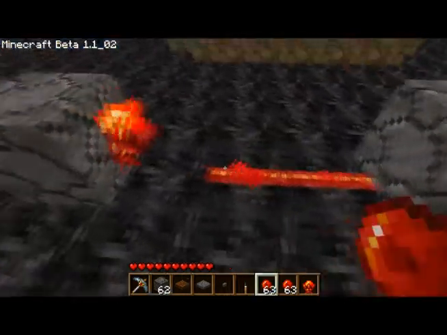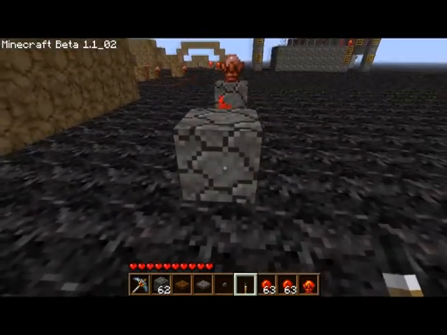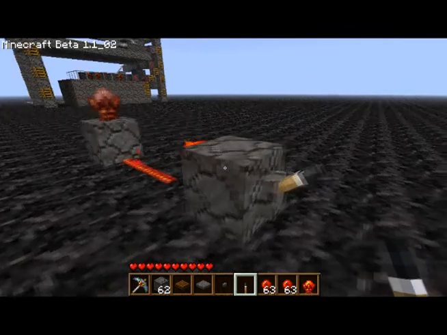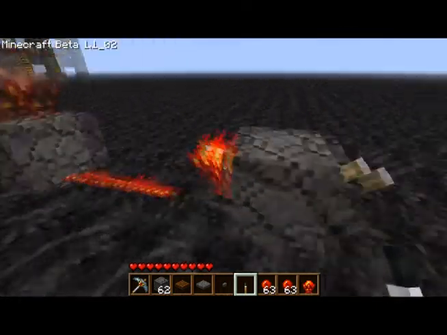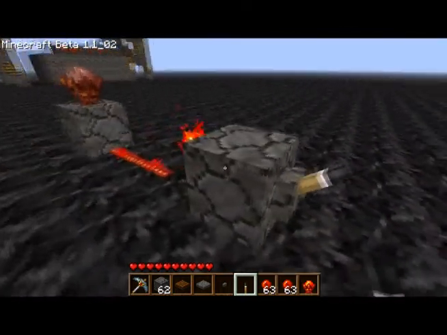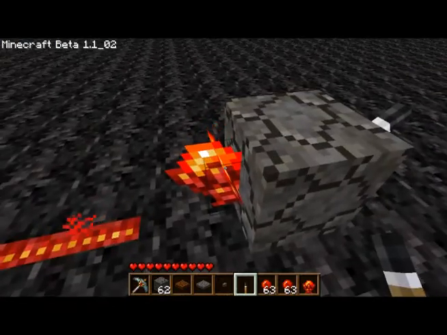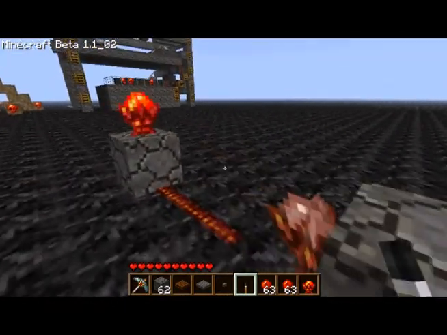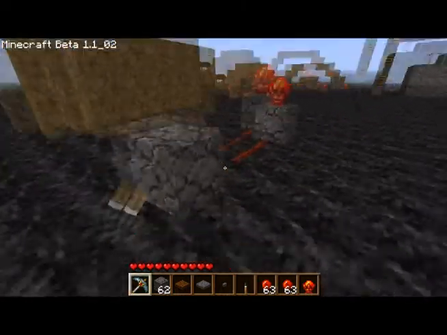Now, if I were to put a switch on this side, or lever I suppose, when I flip it, it will provide power to this redstone torch, thus turning it off, and thus allowing the other one to turn on.